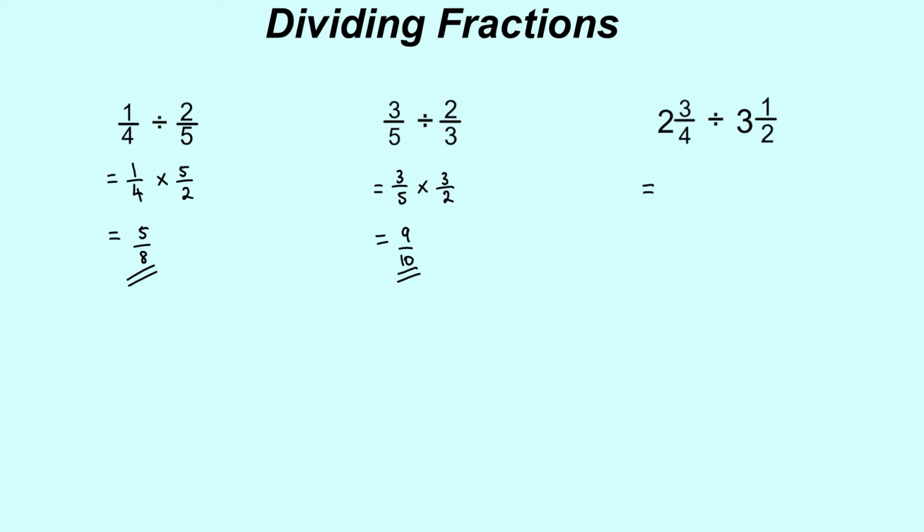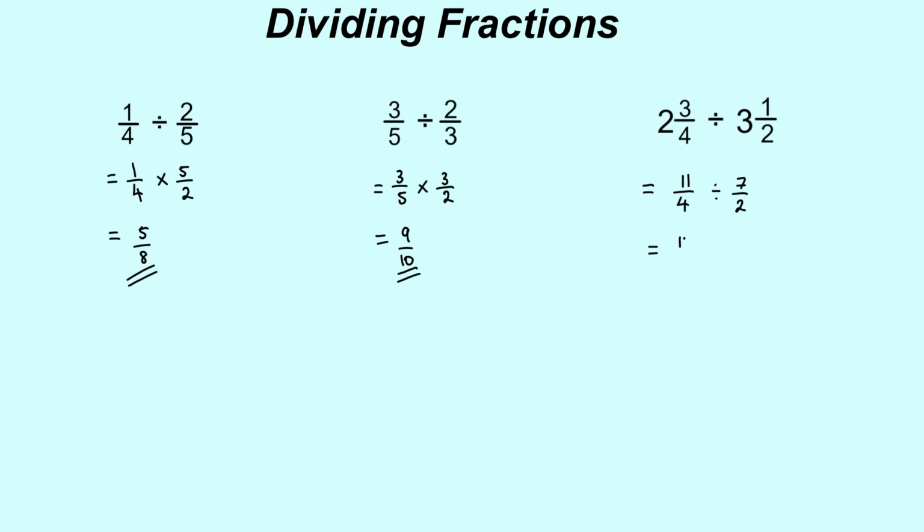We can apply the same kind of rules we had for mixed fractions. So we make it top heavy first, 2 4s are 8, add on to the top is 11, so we get 11/4. Divided by, and it's still divided by, we're not doing anything with the dividing yet. 3 times 2 is 6, add on to the top is 7/2.